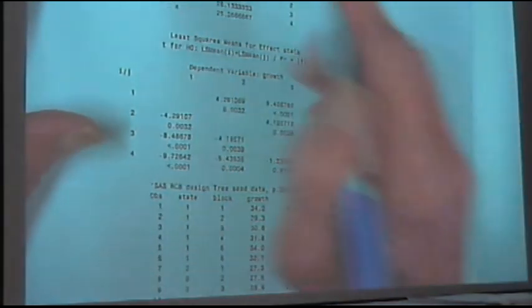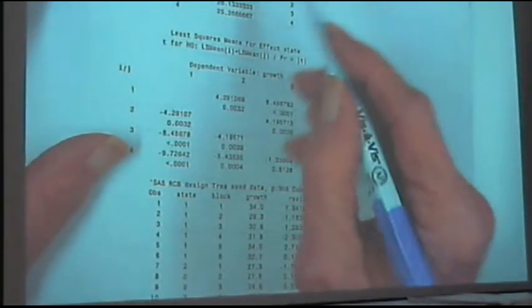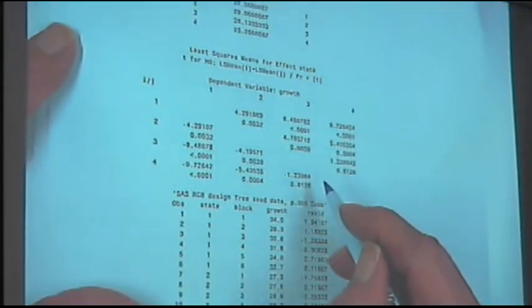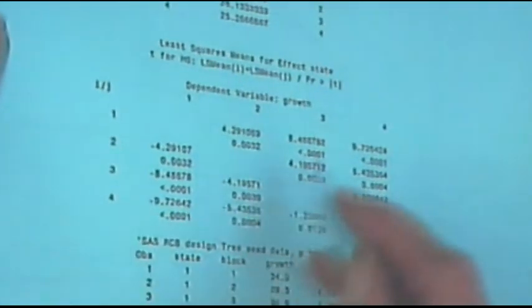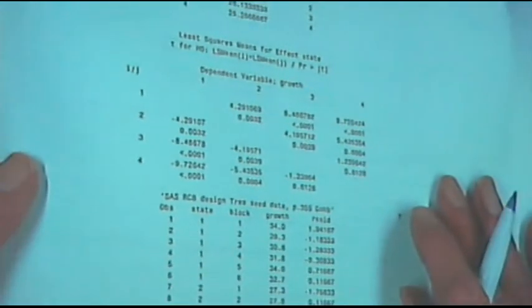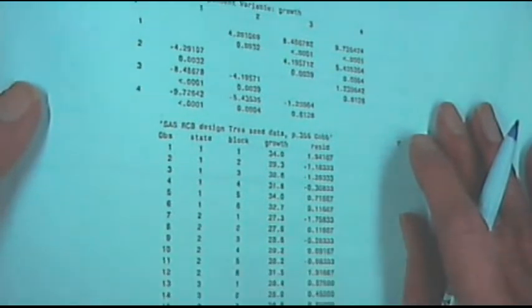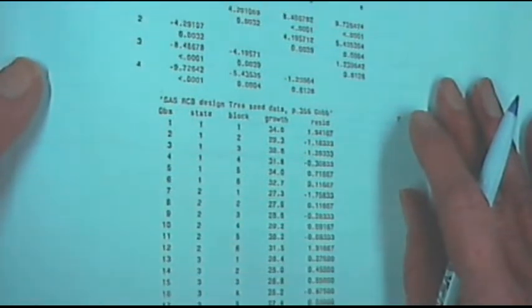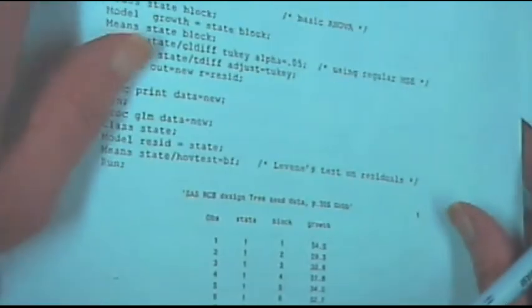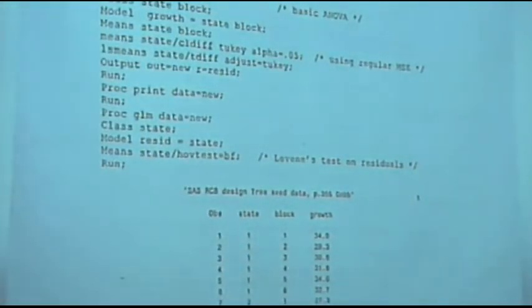So what's next? Least squares means, multiple comparisons, Tukey. Here's the means for the 4 states. Here's the t-test comparing pairwise the 4 states. And it's easy to see what's significant and what isn't significant. And then we can look at, so this is the new stuff that's coming out of the stats. So that kind of stuff was things that we've done before.